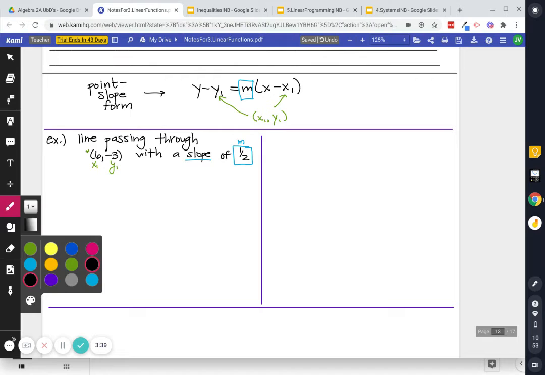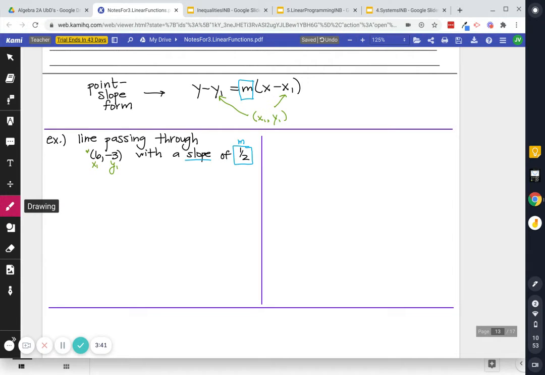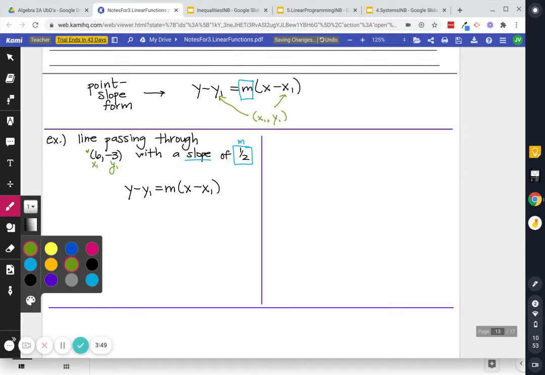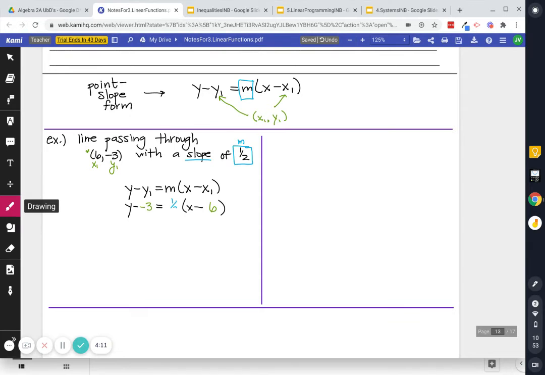So now that I know all this stuff, now I need to attack this problem. So I'm always going to start with the formula. y minus y1 equals m(x minus x1). So certain parts of this do not change. y and x stay as y and as x. In the y1 spot, I'm going to drop the -3 that I labeled up above. And in the x1 spot, I'm going to drop the 6. Then I have 1/2 for my m.